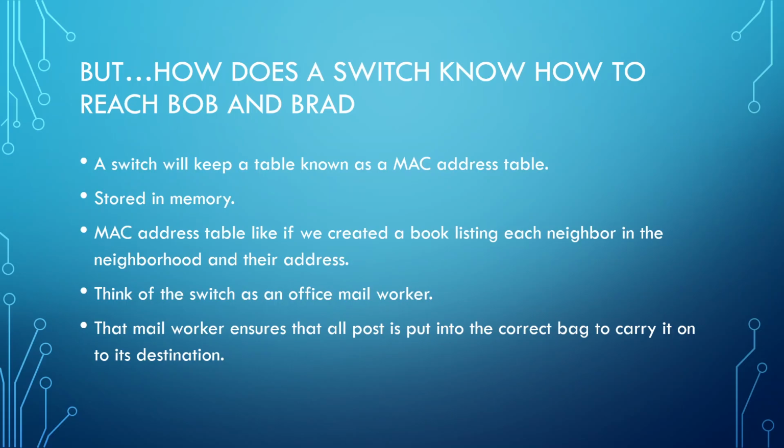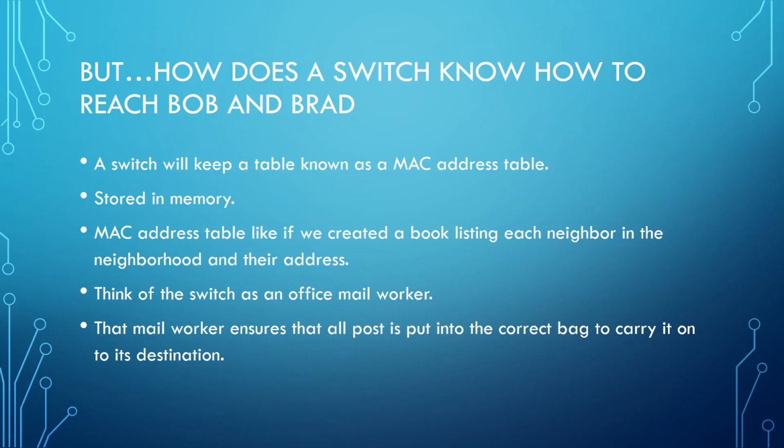However, that's where you're probably struggling now, thinking, how does the switch know that it can reach Brad on the right? How does the switch know that it can reach Bob on the left? This is a very important point. A switch will keep a table known as a MAC address table. This is stored in memory, in something called content addressable memory. Again, we will address this later on in the series.